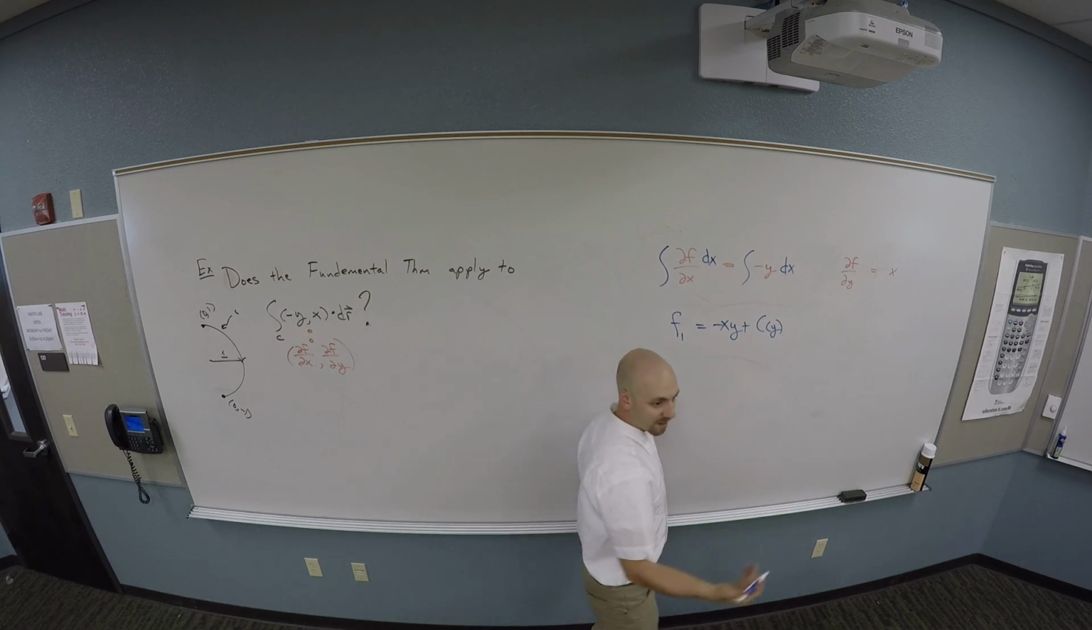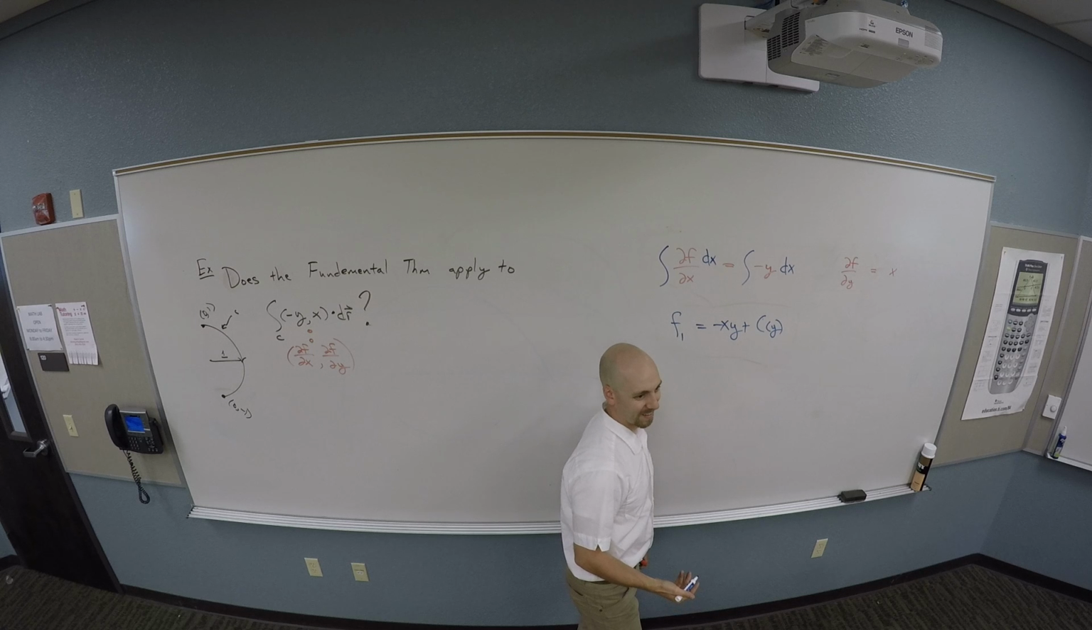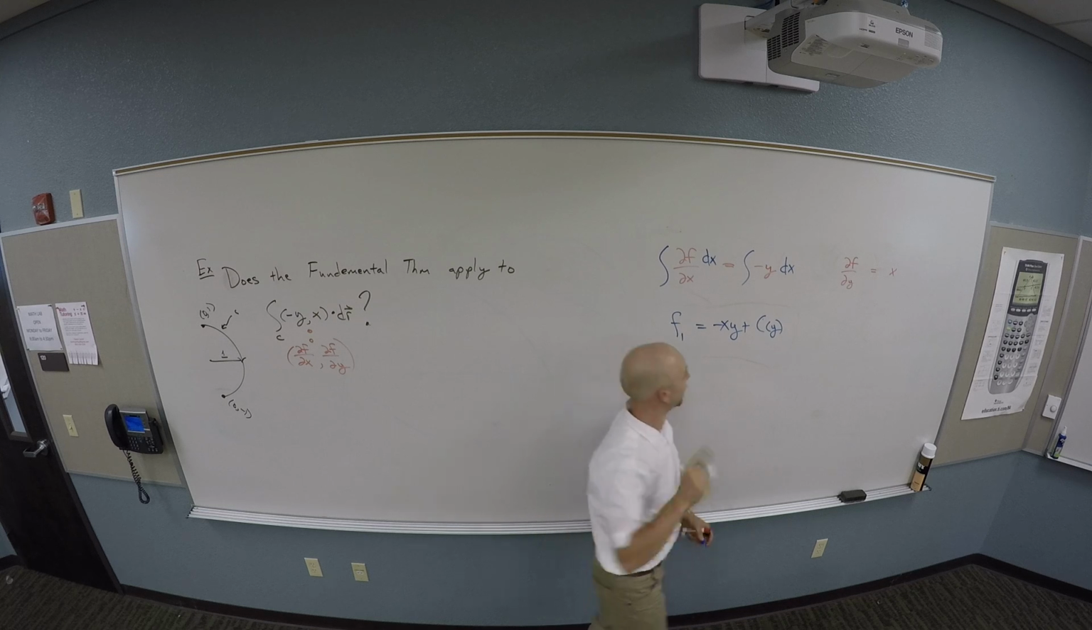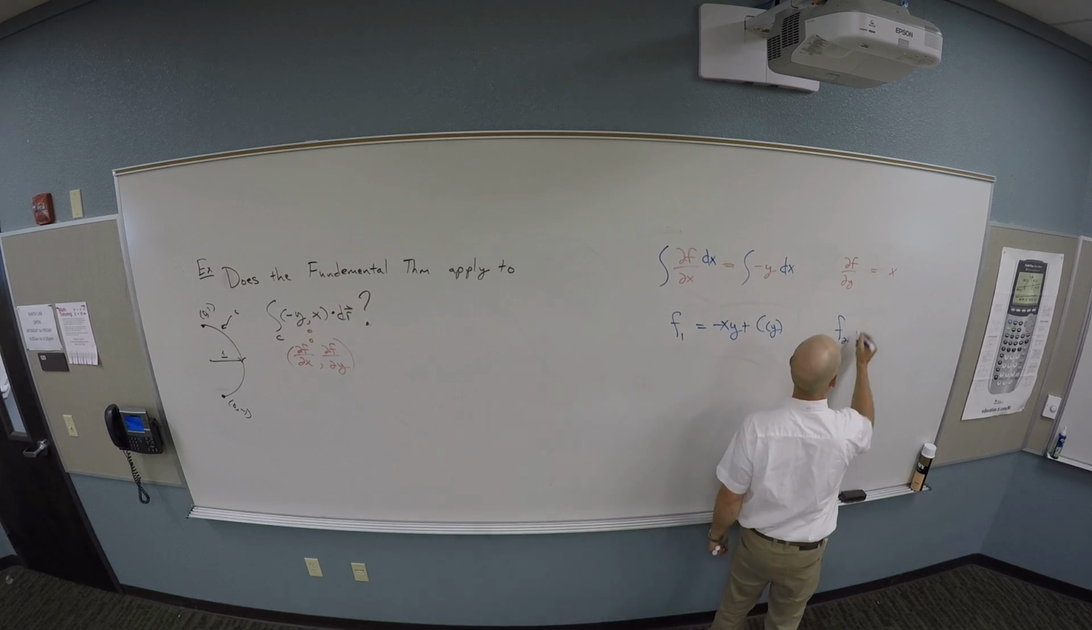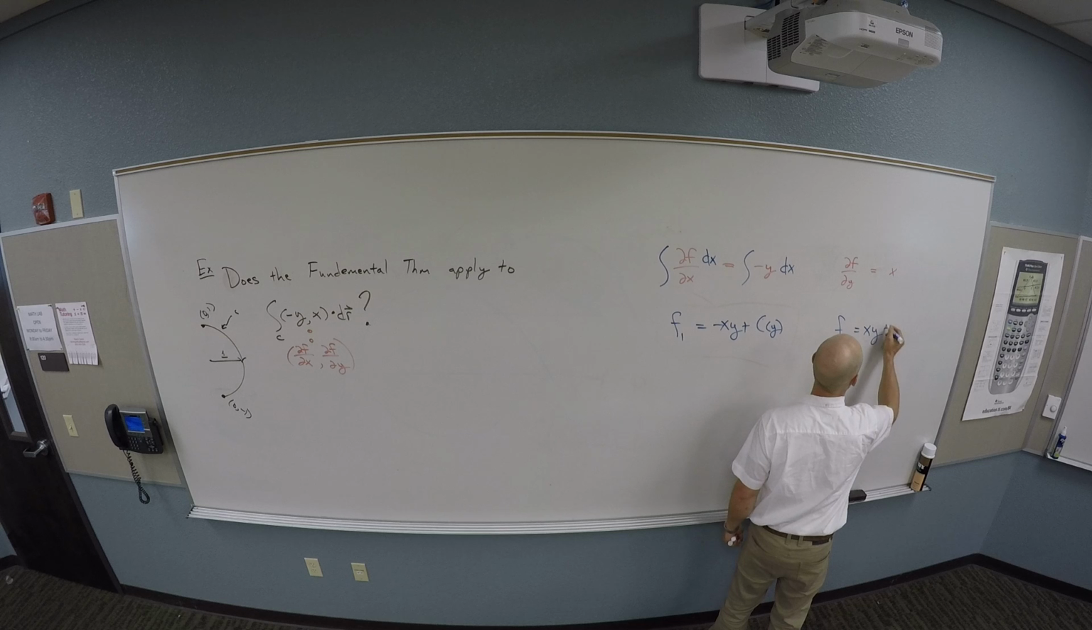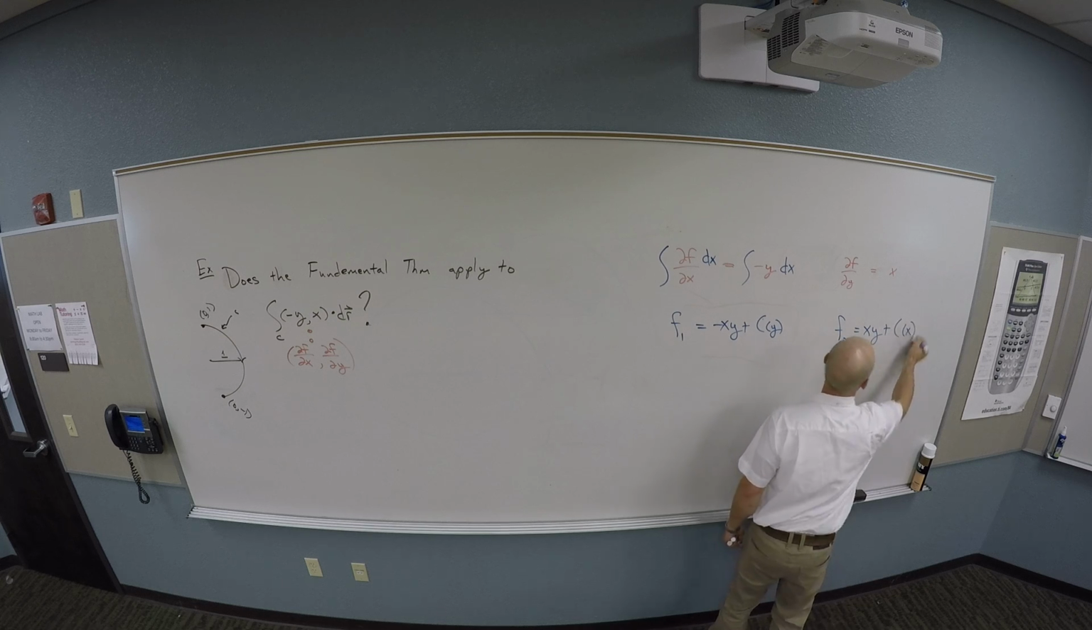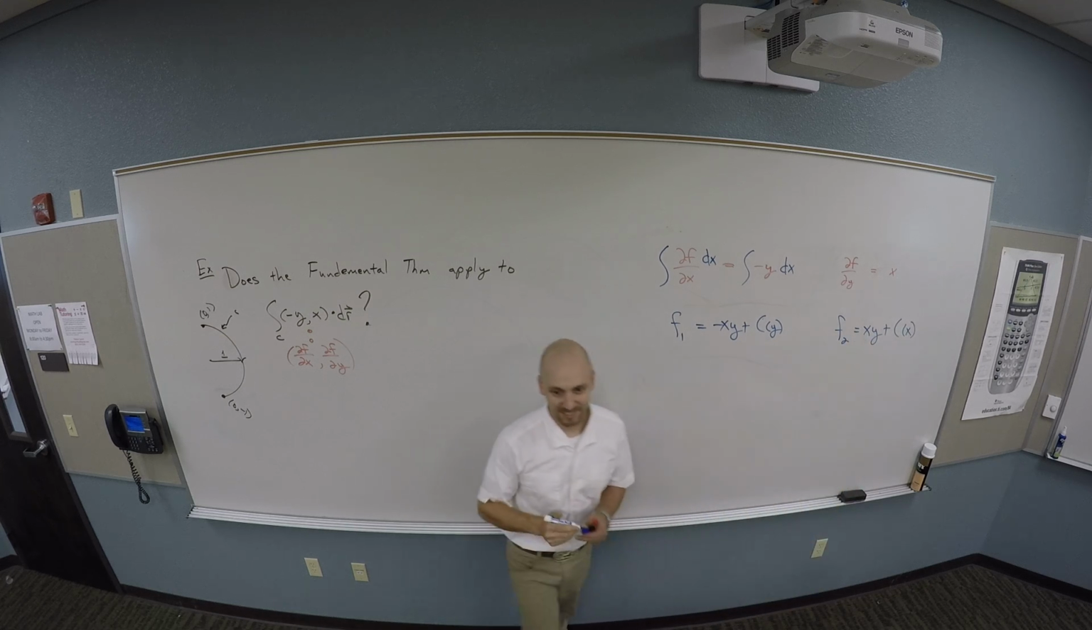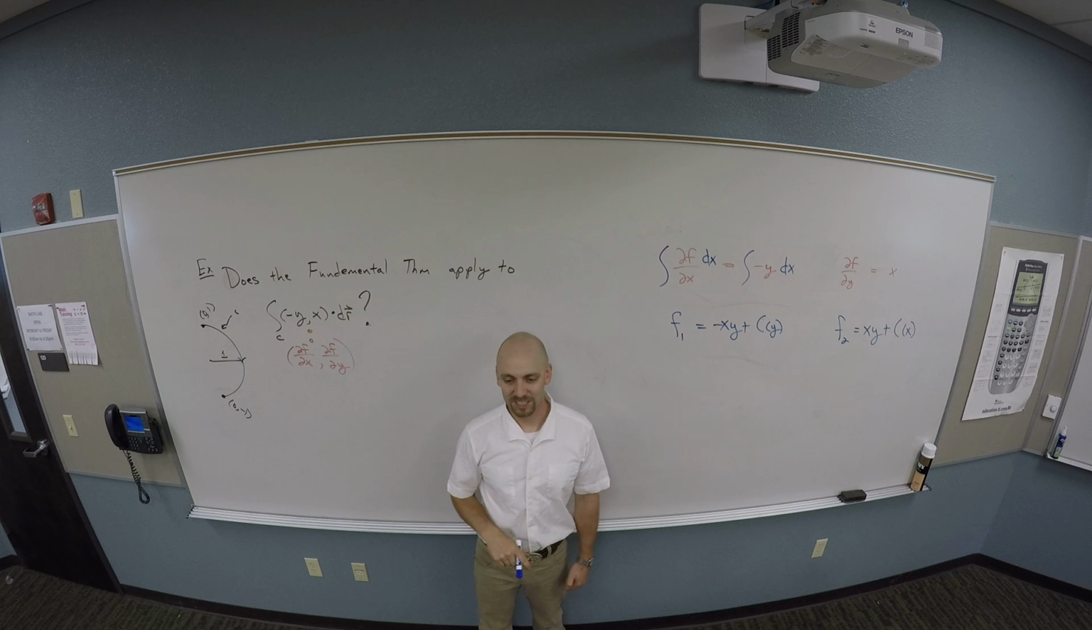Okay, and why not? Because it's negative xy, and you can't make it negative yx over there. When you get the other one, you're just going to get xy plus some function of x. You guys see that? There's no way I'm going to be able to make these the same, right?